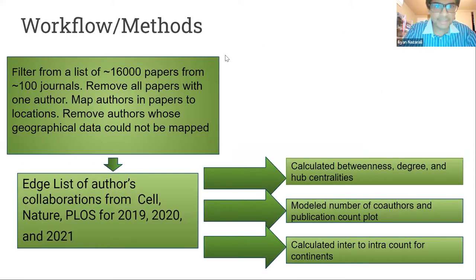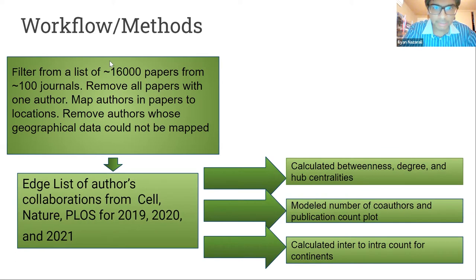When I was first given the data, it was a list of 60,000 papers from 100 journals. It was filtered before I got the list. And then I eventually had the edge list of different journals from Cell, Nature, PLOS, and many different journals from biology-related research for different stages of the pandemic, where 2019 corresponds to the pre-pandemic phase, 2020 corresponds to the during-pandemic phase, the initial stages of the pandemic, and 2021 corresponds to the post-pandemic phase.